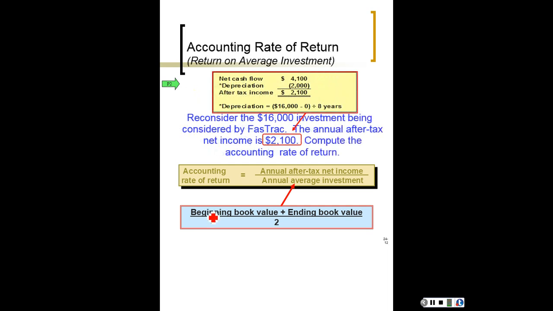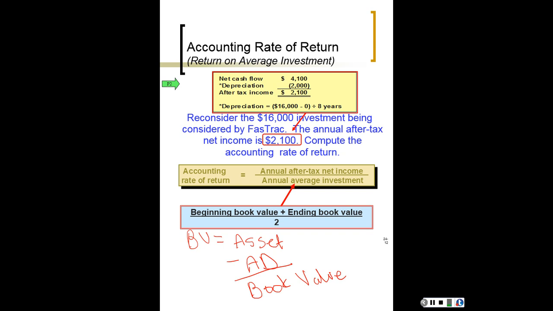So book value is equal to the asset less accumulated depreciation, okay? And that will give you your book value. So we have that as book value. So now let's plug this in. So we want annual after-tax net income. And in order to get that, we've been given it. It says it's $2,100, but let's also take a look at how did we get that number.